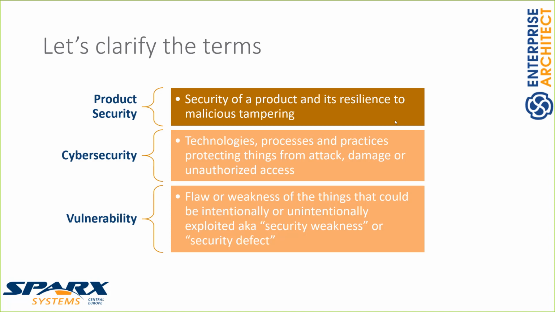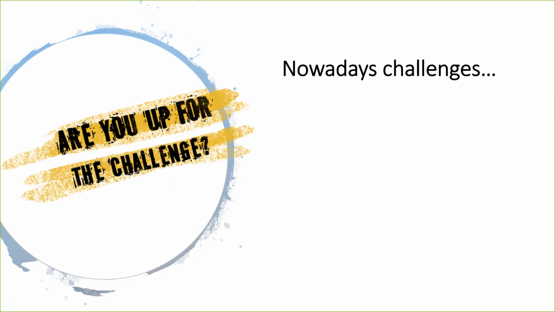What is a security vulnerability? A flaw or weakness in the design or implementation of an information control system that could be intentionally or unintentionally exploited to adversely affect an organization's operations or assets through loss of confidentiality, integrity, or availability. You might have heard the term security weakness or security defect, so that's also referring to the vulnerability.